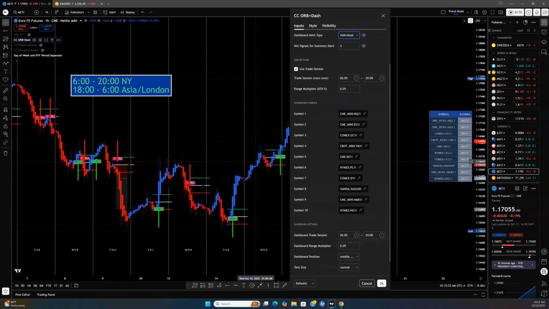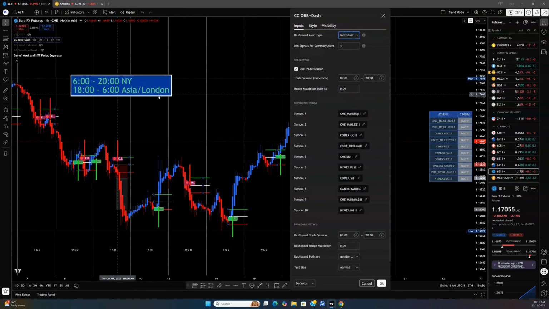This is actually for the actual ORB. This is not for the dashboard. This is for the actual ORB trade session. So you can change the session depending on what session you trade. So I only use these 2 trading sessions. The New York is set from 6 a.m. to the close of the market. Okay, that's the New York session.